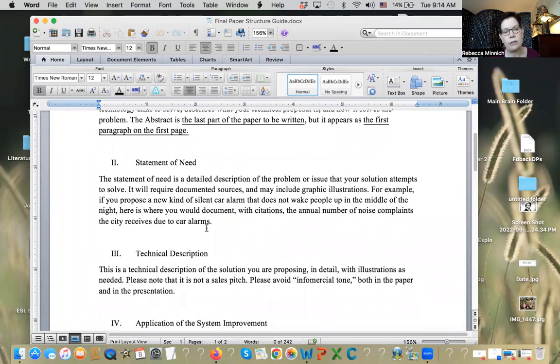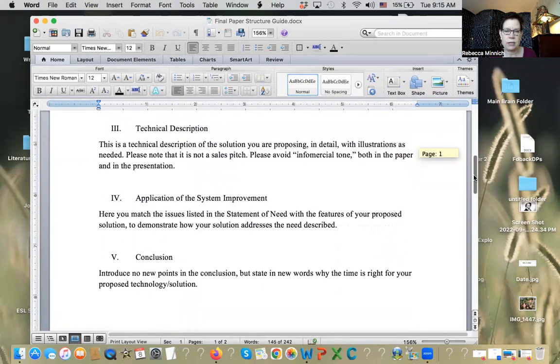Now, this is where most of your research is going to take place. Most of your sources that you're going to cite are going to be documenting the problem. The statement of need is a detailed description of the problem that your technology aims to solve. So, for example, if you propose a new kind of silent car alarm that does not wake people up in the middle of the night, doesn't disturb your neighbors, then this is where you would document with citations the annual number of noise complaints that the city receives due to car alarms, right? So you're going to need to document the problem, the size of the problem, with facts and with citations.